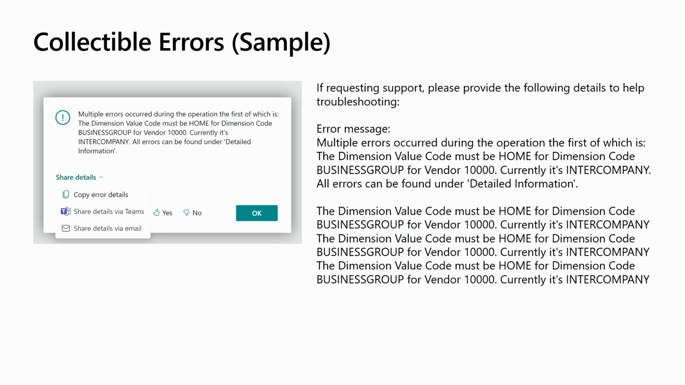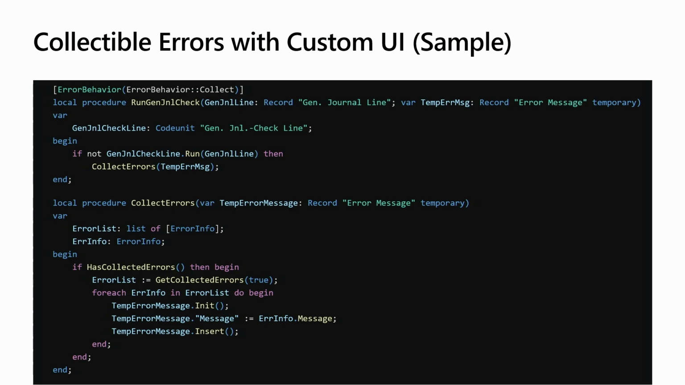You set the error info to be collectible, and then when that is being run inside a scope where you do collect, then we actually start collecting them and allow you to continue. Exactly. So here we'll try to handle this in the custom UI, in this case, the beloved error message page, which our customers are used to.